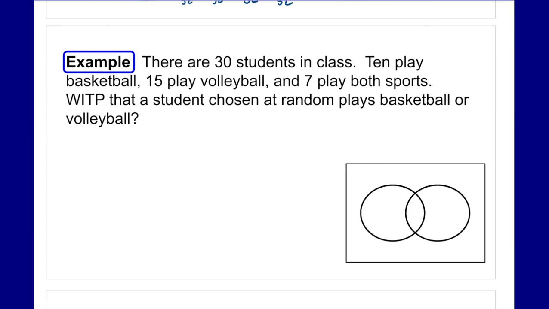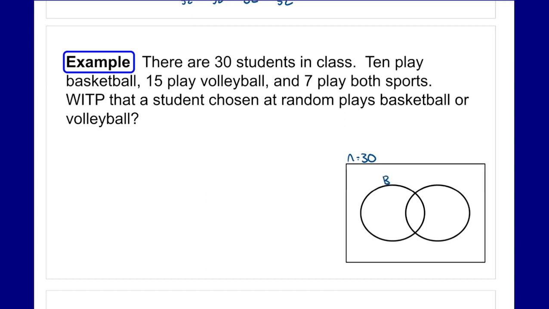So looking at an example, there are 30 students in class. 10 play basketball, 15 play volleyball, and 7 play both sports. What is the probability that a student chosen at random plays basketball or volleyball? We want to make sure that we visualize this because it might be a little bit tricky. We can use the formula as well. But there are 30 students in total in our sample space.